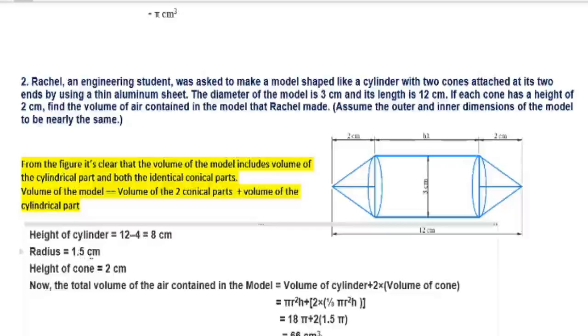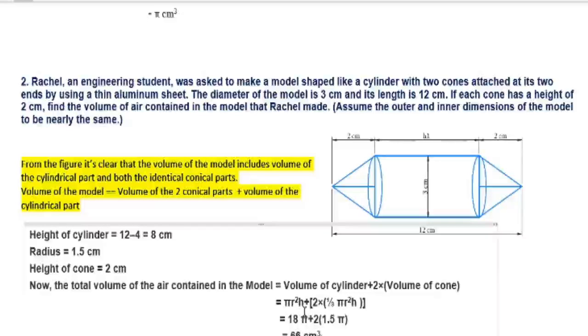And radius equal to 1.5 and height of the cone is 2 centimeter. Now we can use the formula. We have to remember the formula. The total volume of air contained in the model is equal to volume of cylinder plus 2 times volume of cone.